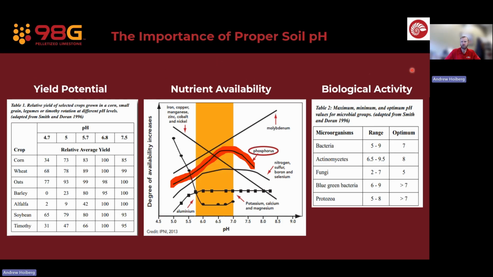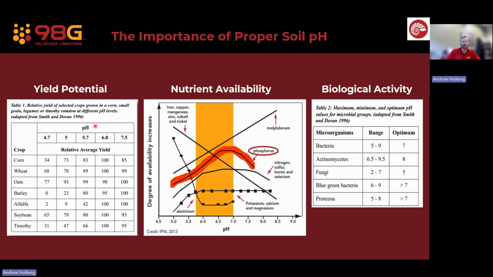Yield potential, nutrient availability, and biological activity. These three things are all very tightly interconnected, and it all kind of hinges on that nutrient availability for the yield potential. But that nutrient availability is also very reliant on biological activity, like I mentioned in the previous slide. So when we look at the yield potential graph first, this gives us some information about the relative average yield of a variety of different crops at varying soil pH ranges. And you can see, it's not until we get up around 6.8 that we get that relative average yield at 100% or close to it.